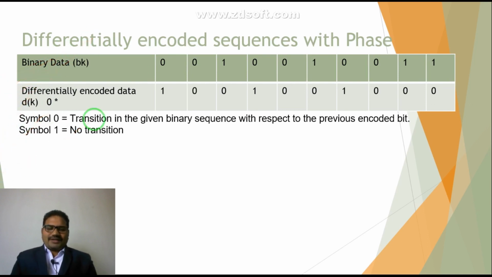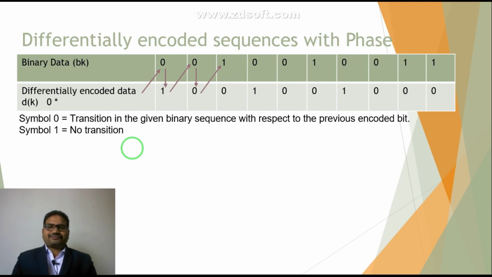The differentially encoded reference is 0, and the binary input is 0. Since there is no transition, 0 and 0, no transition. As we know, no transition is represented by symbol 1. Next, the binary input is 0, and when we compare it with its previous encoded bit, which is 1, there is a transition, 1 to 0. So what would be the output? The output would be symbol 0, and symbol 0 represents a transition.